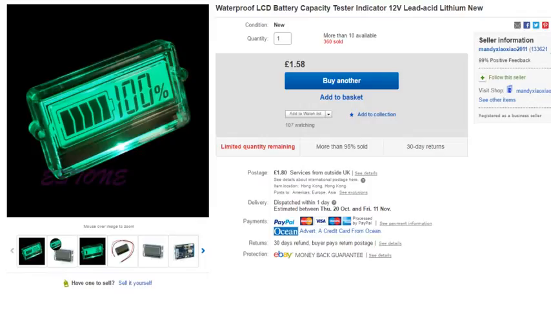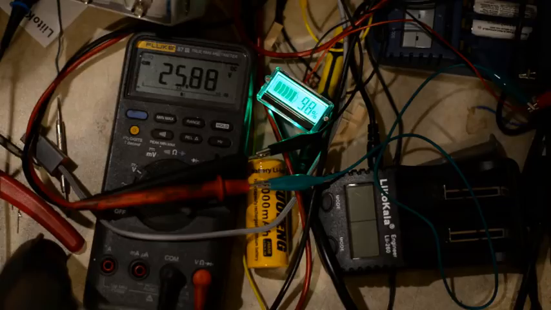So here's a quick video of an LCD battery capacity tester indicator that I got off eBay. I didn't find any descriptions of this in English, so I thought I'd record one. This is described as a 12 volt lead acid lithium tester on the listing that I used, but it seems to support both lead acid at different voltages and several lithium cell sizes.